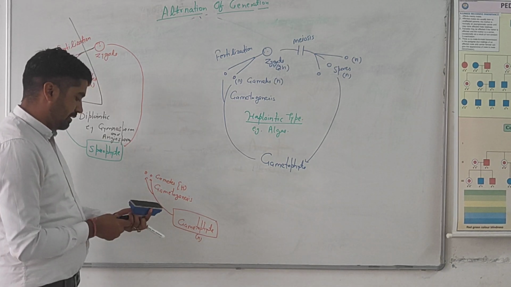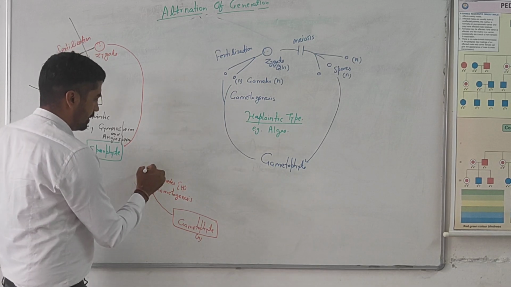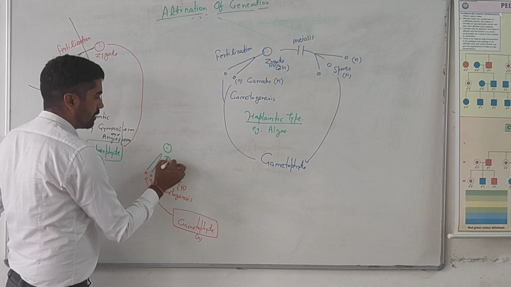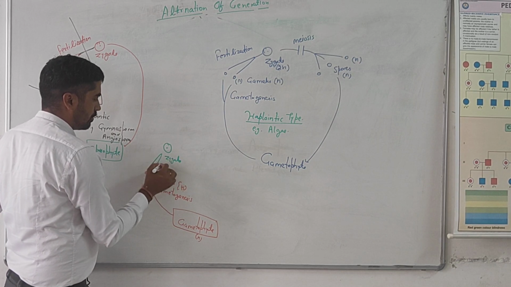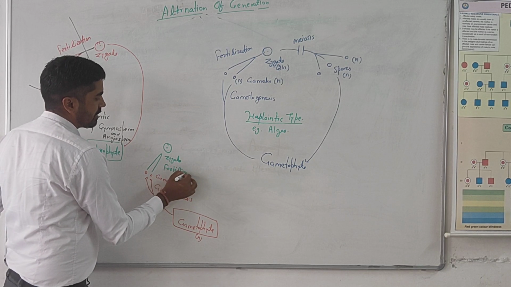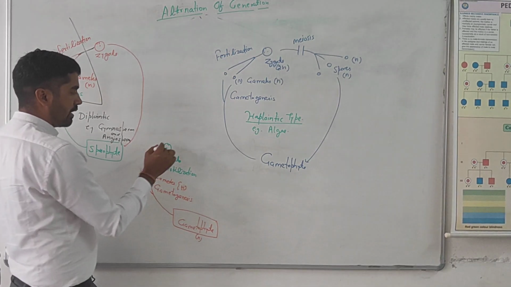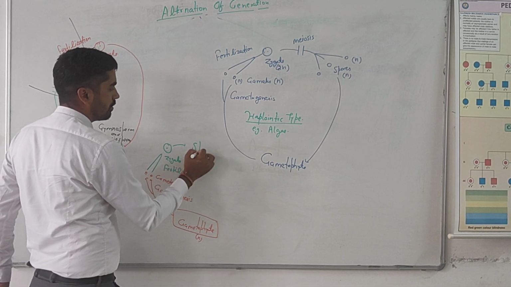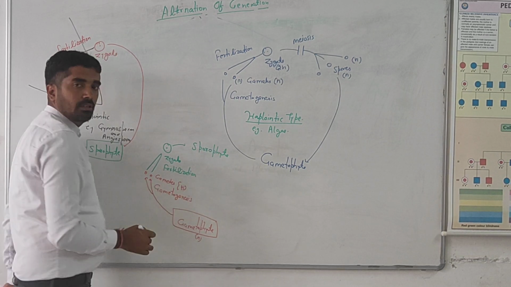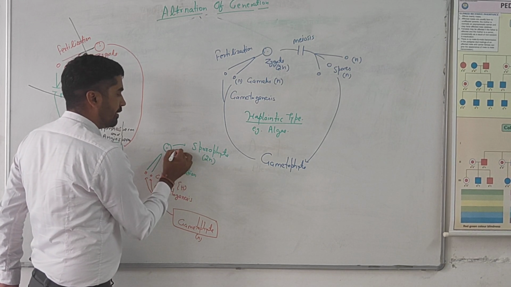So after this, these gametes will fuse and they will form a zygote. So the process is fertilization. This zygote will grow into a sporophyte, and the zygote will have ploidy 2n.